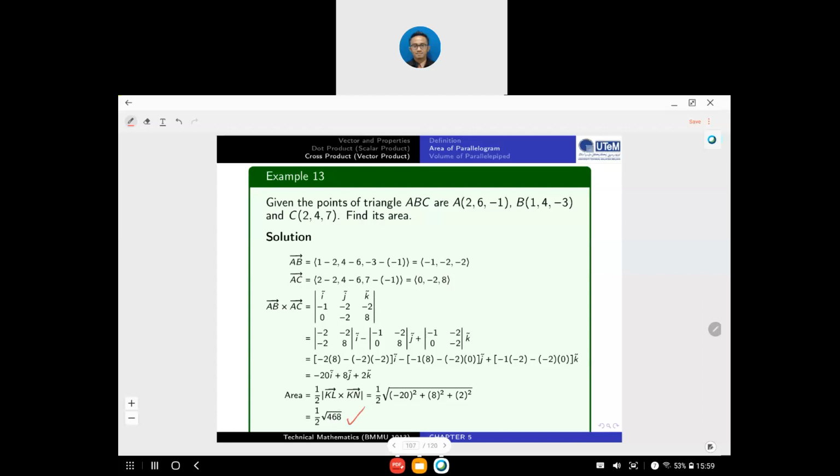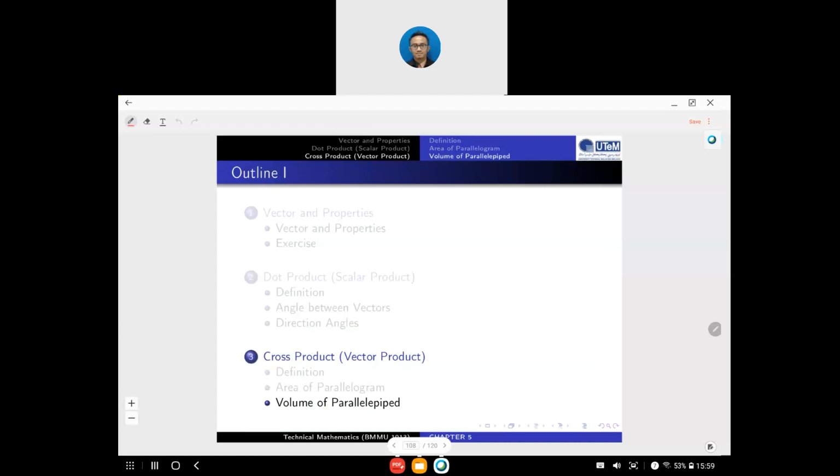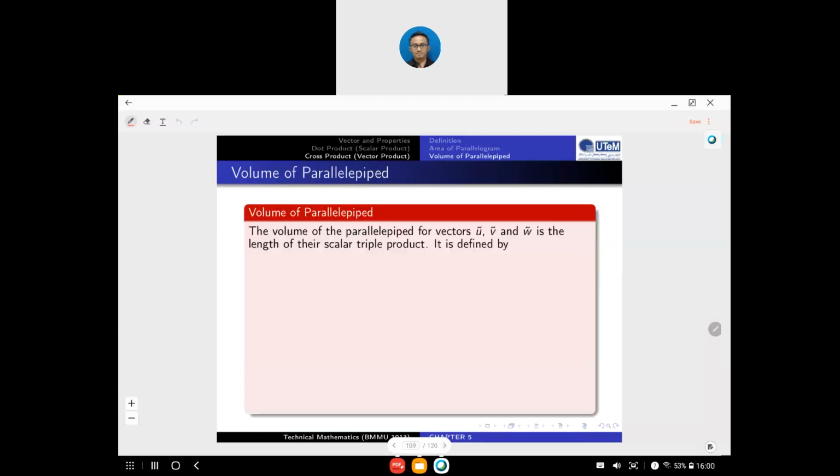Okay. Next, our last subtopic, which is the volume of a parallelepiped. Previously it was the area of a parallelogram; this one is the volume of a parallelepiped. When we talk about volume, of course, it has 3 items, which are base, height, and width. It must have 3 to get volume. To get area, you only need 2, which are the base and the height. But for volume, there must be 3.